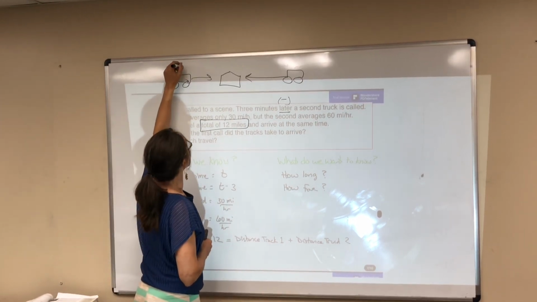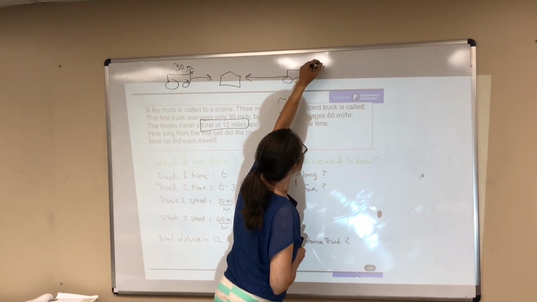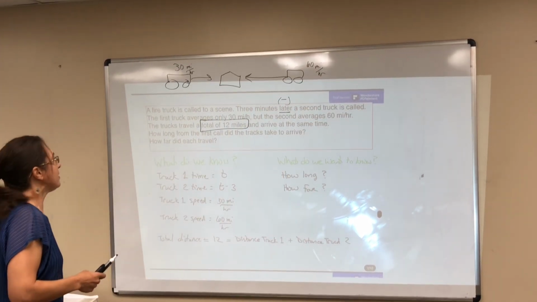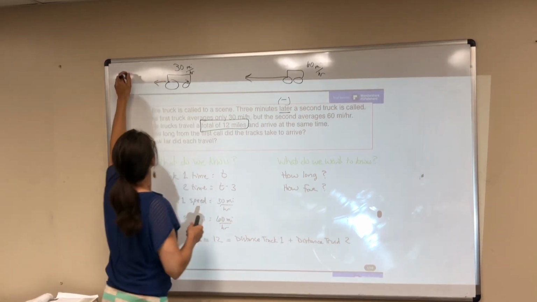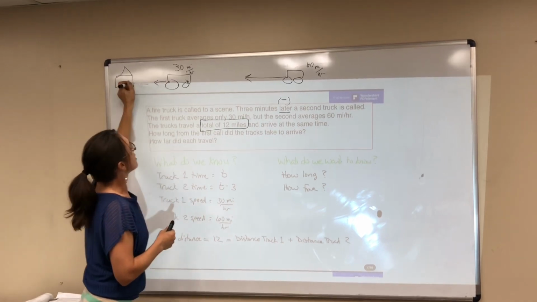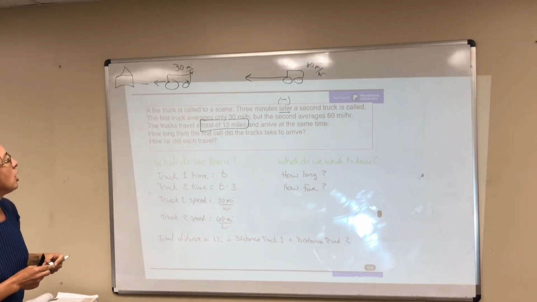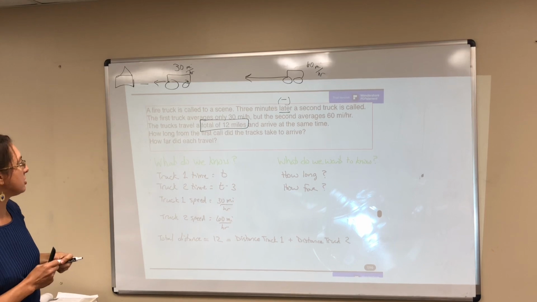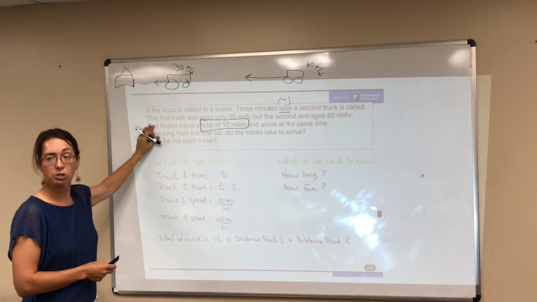One truck is going 30 miles per hour. The other one is going 60 miles per hour. Okay? Or maybe they're coming, let's do it like this. They're leaving the fire station. So this one's gonna end up passing this guy, probably, okay? How long from the first call do the trucks take to arrive? So they show up at the exact same time. And how far did each of them travel? So what are all the things that we know? Lots of information in this one, okay?